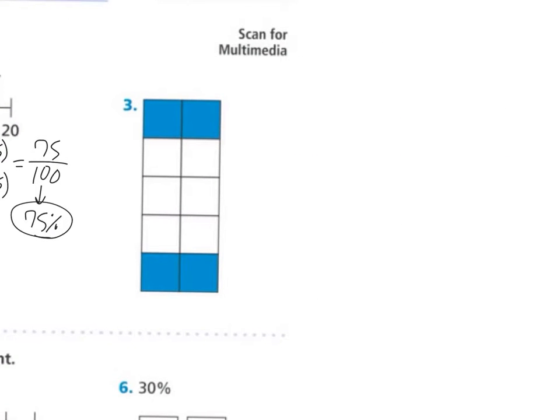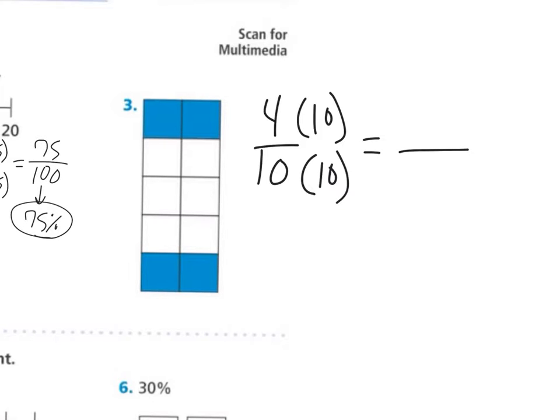So look at number 3. There are 4 sections shaded out of a total of 10. Some of you may be familiar with some of these and recognize 4/10 as being 40%, and that's okay. If not, we can go ahead and multiply both of these by 10, and then that would be 40 out of 100, which means 40%.